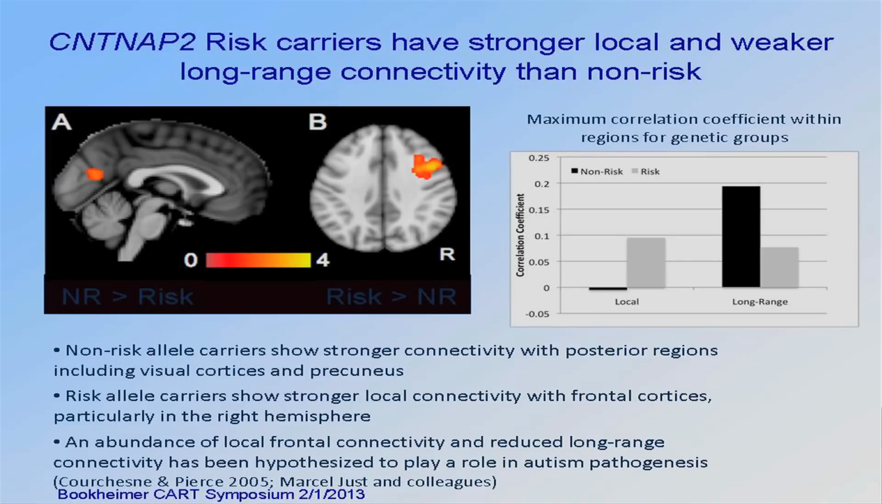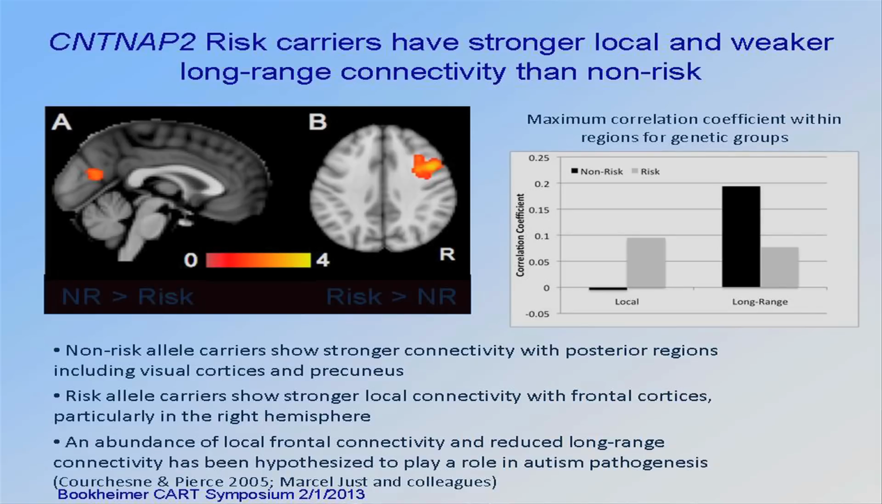What she found, and it's best summarized in this graph here, is that kids who did not carry the autism risk alleles showed stronger connectivity in these long-range connections, and they showed less connectivity in these short-range local connections. Children who carried the autism risk gene showed decreased long-range connectivity, but increased short-range connectivity. So it was sort of the opposite pattern.